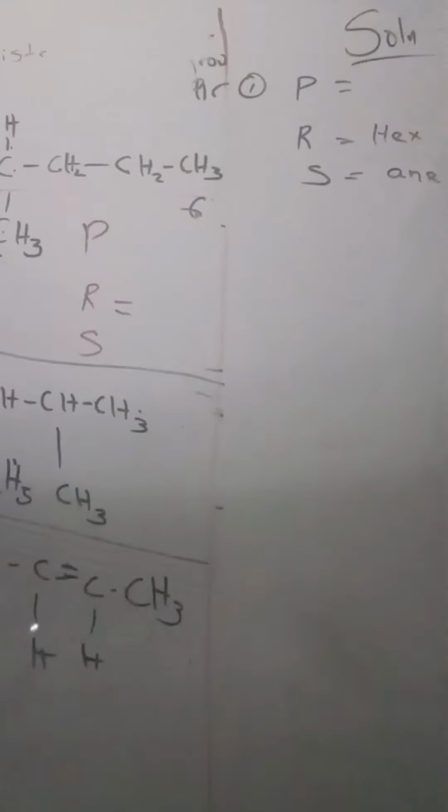Do you understand? The suffix here is the family name. No functional group is here. So the family name is what? A. Then the prefix.